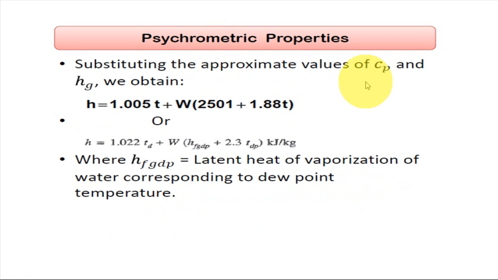Now substituting the values of Cp and Hg, we write H is equal to 1.005 T plus W into bracket 2501 plus 1.88 into T. Or we can also write H is equal to 1.022 into Td, the dry bulb temperature, plus W in bracket HFG dP plus 2.3 TdP kilojoule per kg, where HFG dP is the latent heat of vaporization of water corresponding to the dew point temperature. These are the formulas available to calculate the enthalpy of moist air.